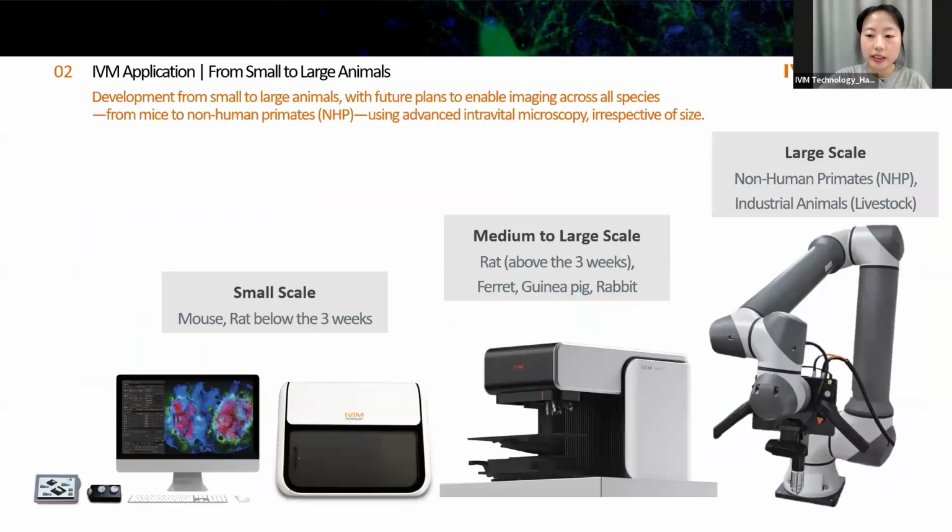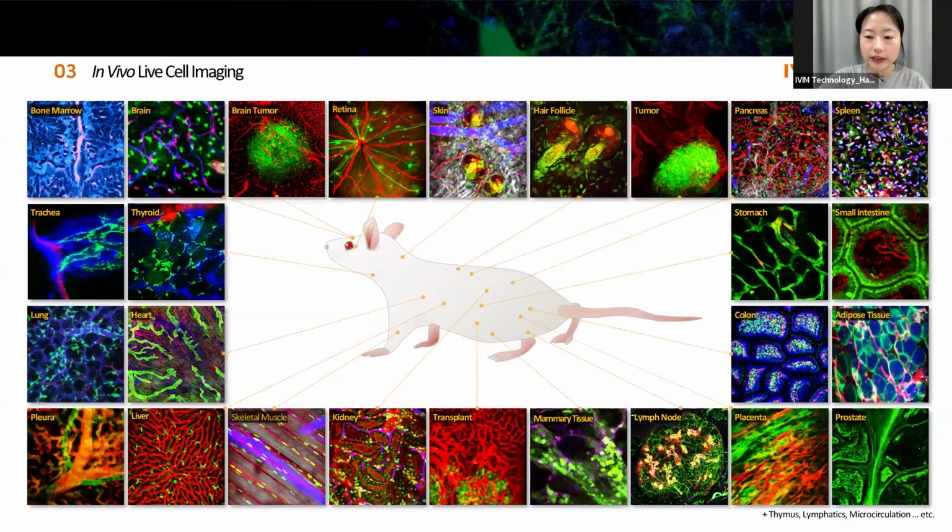Also, from basic scale systems designed for small animals like mice or hamsters to larger series that can even be applied to non-human primates, our portfolio covers a wide spectrum without size limitations. Through this diverse set of intravital imaging platforms, I hope you could appreciate that we are not merely observing cells, but gaining the ability to visualize the organic, dynamic, and truly living behaviors of cells within their native environment.